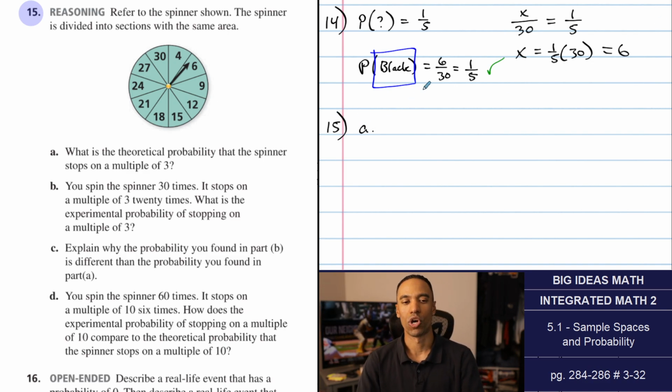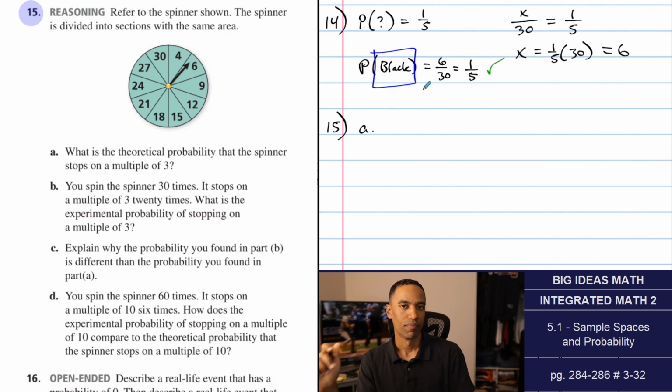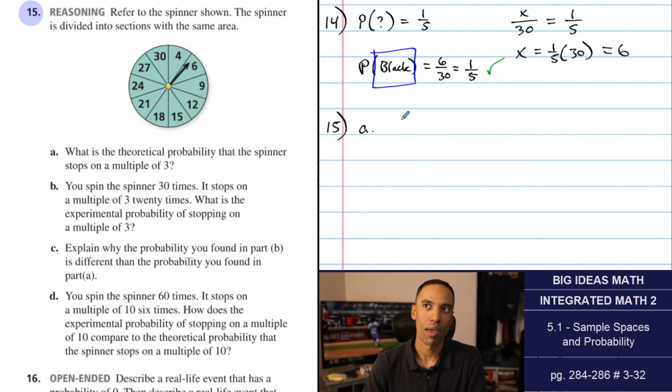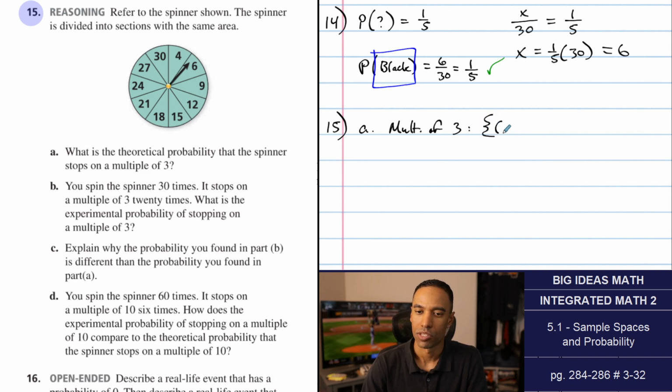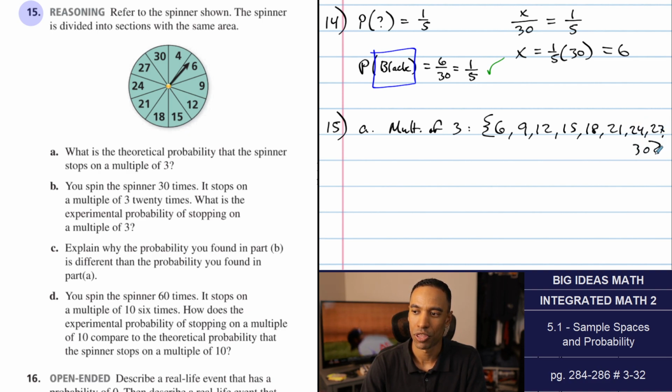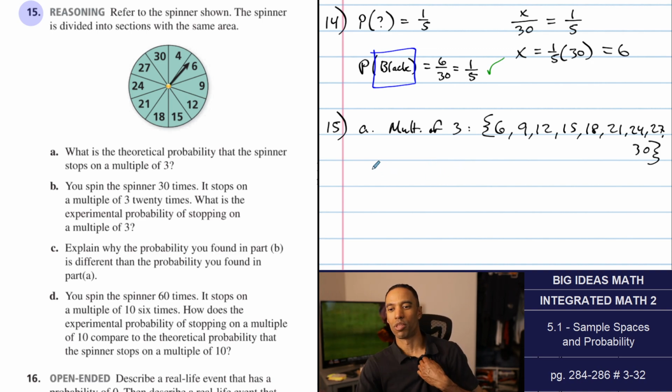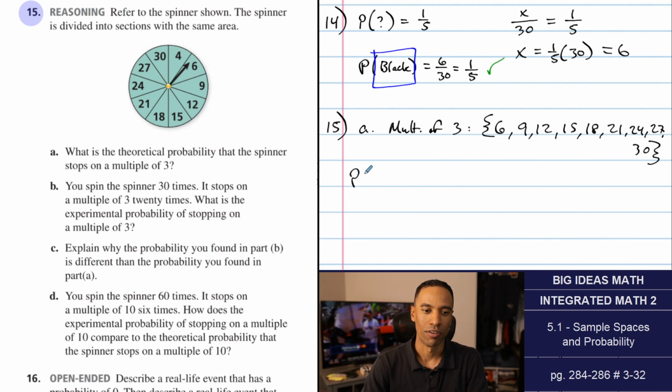Part A. All right, so multiple of 3. What are some numbers that are multiples of 3? This is where I might want to work on sample space stuff. So multiples of 3 are the following numbers here: 6, 9, 12, 15, 18. So pretty much everything but 4. 21, 24, 27, 30. Everything but 4. So the probability of, did it say probability? That stops on a multiple of 3.